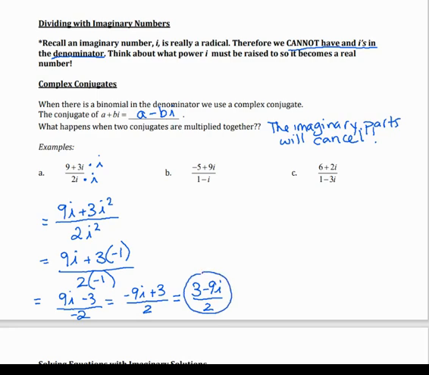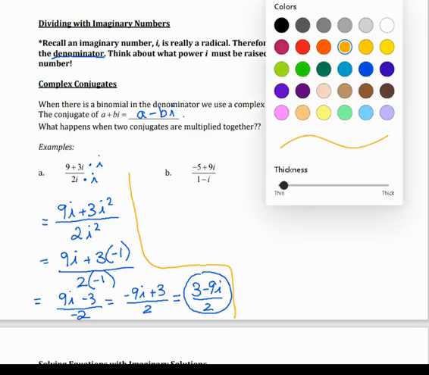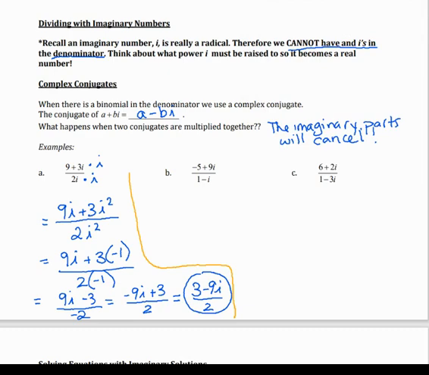Okay? Let's look at B before I have you try C on your own. So B has 2 parts to the denominator, which means it's a complex number. When it's a complex number, we need to use the complex conjugate. So I'll multiply by 1 plus i. When I do that up top, we just have to FOIL.